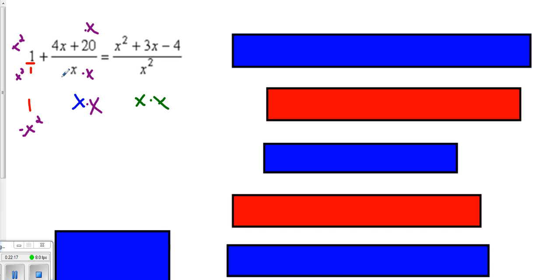We also need to check for extraneous solutions. If we have x and x squared and 1, what can x not equal? X cannot equal 0. That would make these two denominators be 0, and we cannot have that. So this is our excluded value.